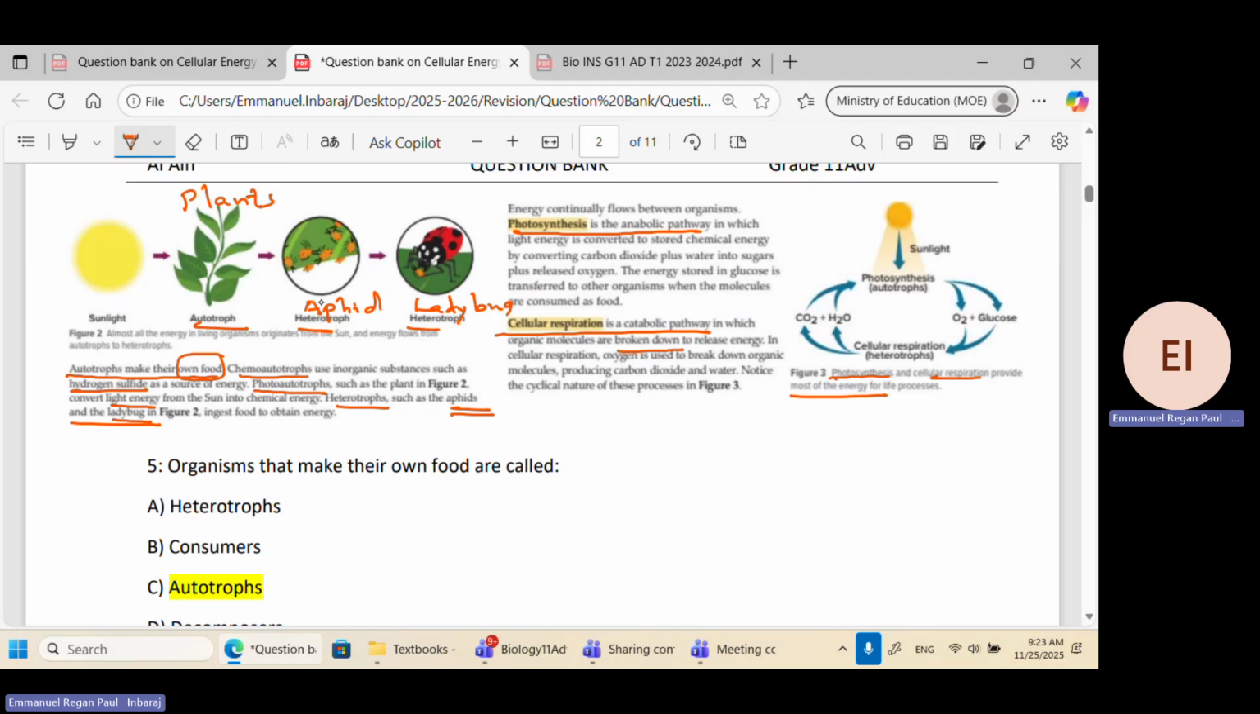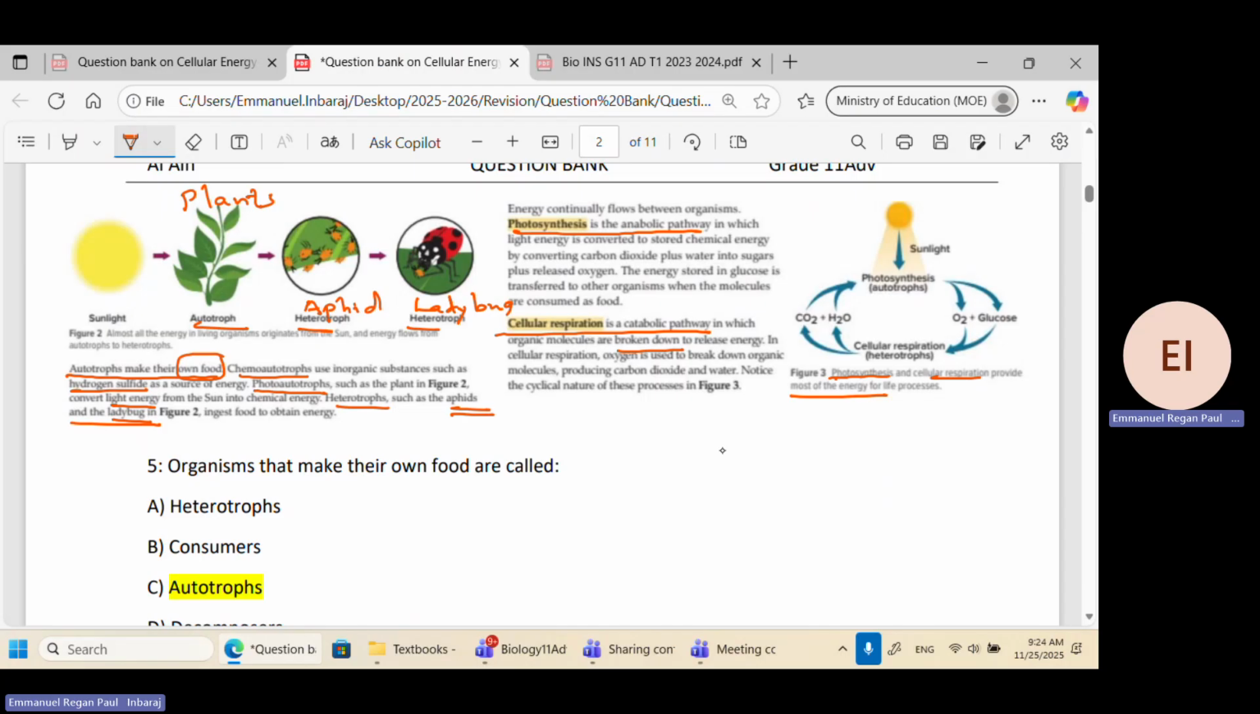But the aphids and ladybug cannot make food. Aphid gets the food from the plant, and the ladybug gets the food from aphids. They eat aphids and get their food. So they are called heterotrophs. Okay, so keep this in mind.